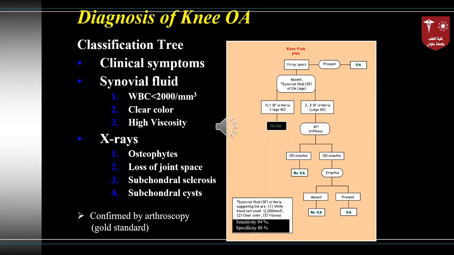The osteophytes mean new bone formation around the joint. Then decreasing the joint space means loss of articular cartilage. Then you can see the two arrows on the right side of the photos: the subchondral sclerosis in the white arrow below, and the subchondral cyst in the arrow above.